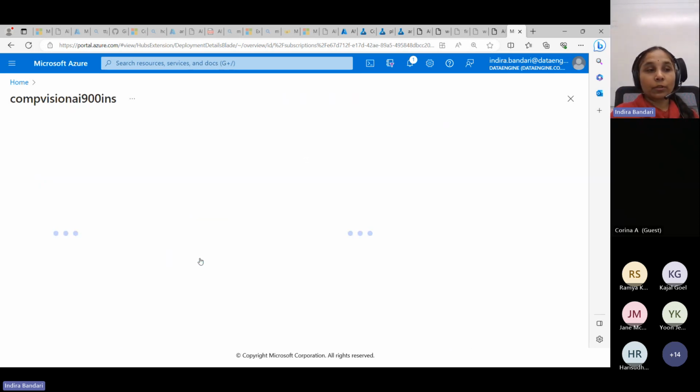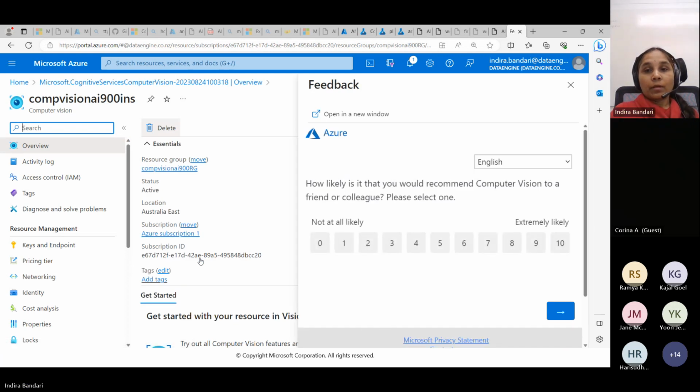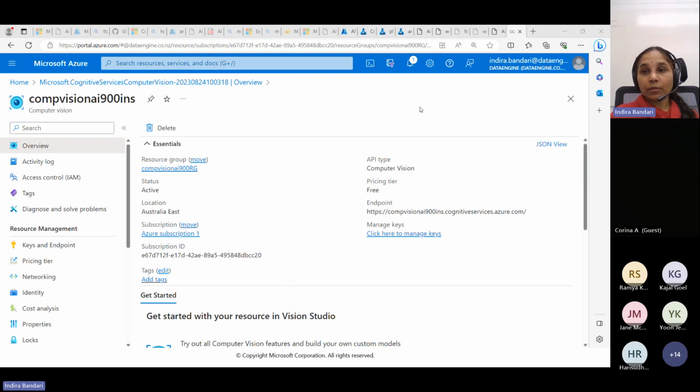So now click on go to resource. And if you want to give feedback, you can. At the moment, I'm just going to click on X. So now here we need two things. Who can tell me what those two things are?